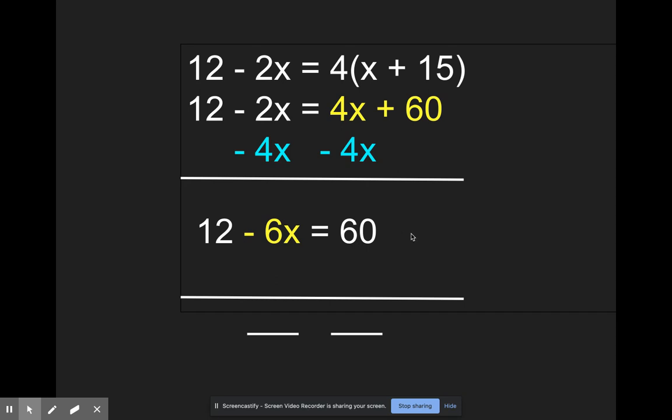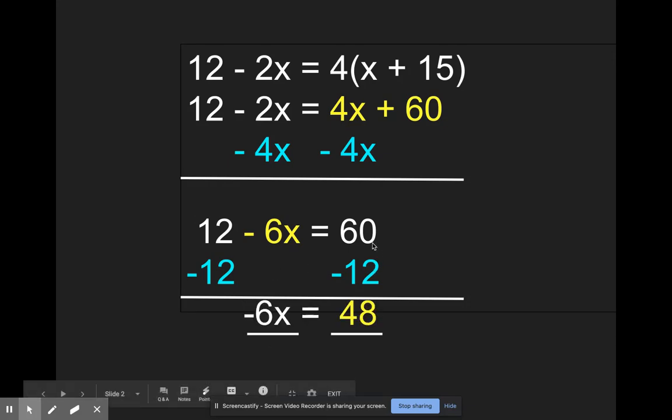Now that we've done that, we are left with a two-step equation. We need to get rid of the 12, and we need to get rid of the negative 6. We're going to start by getting rid of this 12. Again, if I have a 12, I do not want it there, so I'm going to subtract 12 on both sides to keep it balanced. I'm going to bring down that negative 6x, and this will give me 48.